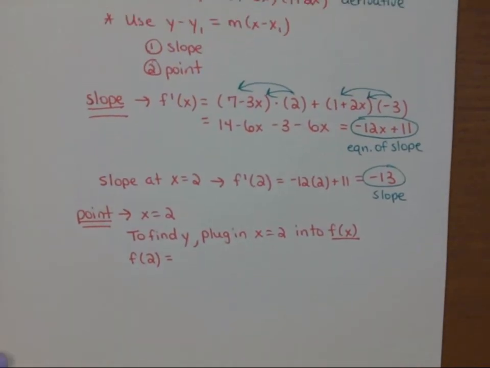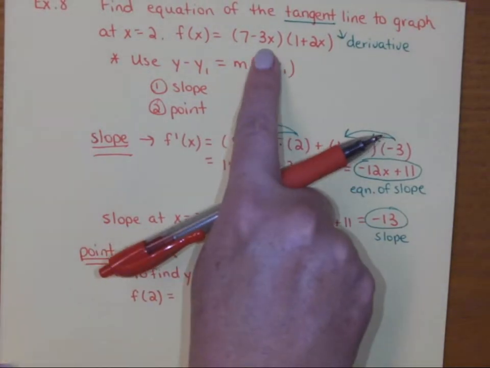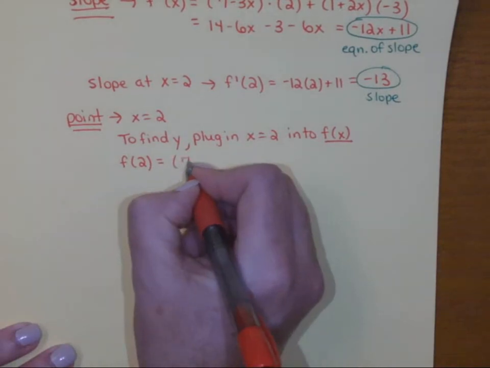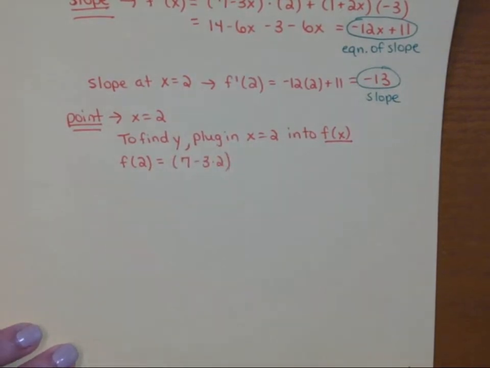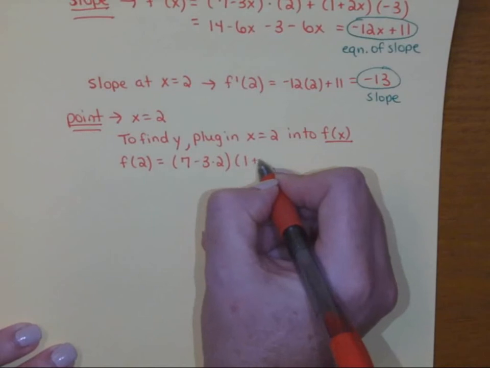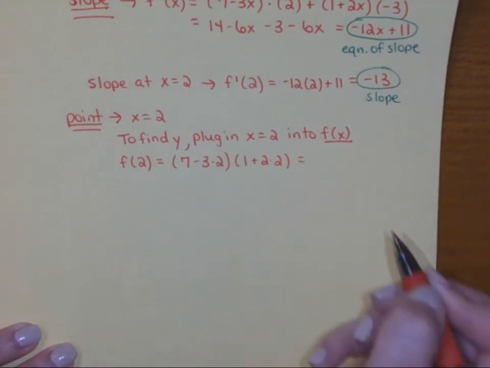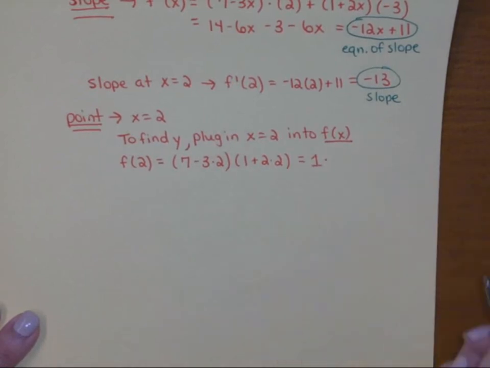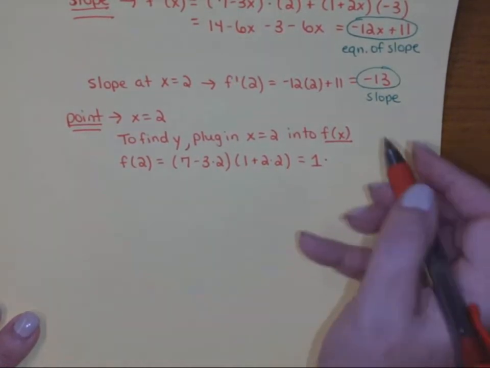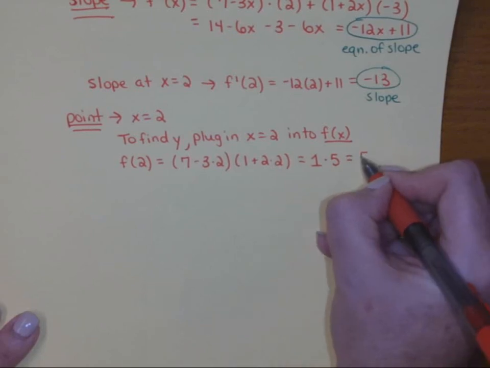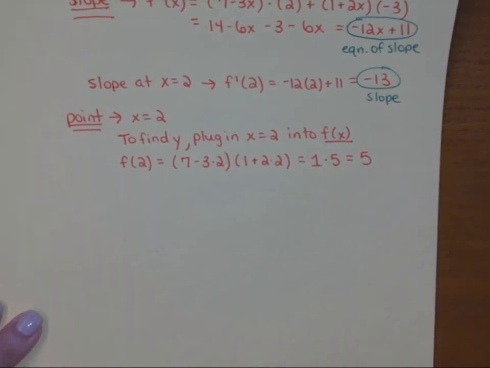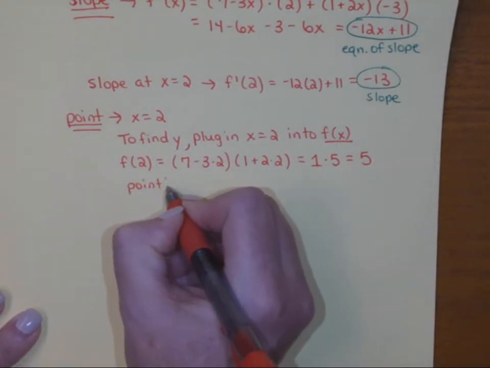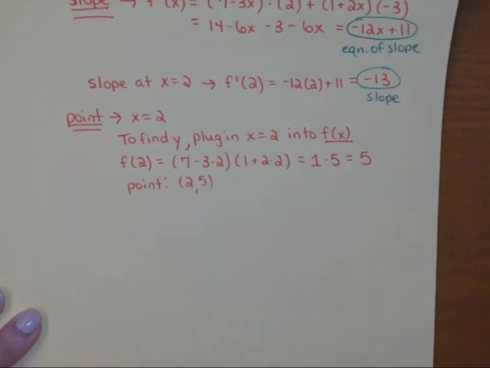So it's not really on screen. Let me move it back down. So we're going to plug 2 into this equation. Okay, and we'll keep the parentheses and all. So it's going to be 7 minus 3 times 2, close that parentheses, times 1 plus 2 times 2. Make sure you do order of operations, right? So you're going to get 7 minus 6 or 1 for the first parentheses. You're going to get 1 plus 4 or 5 for the second parentheses. So I get a y value of 5. So the point I'm looking for is when x is 2, y is 5.